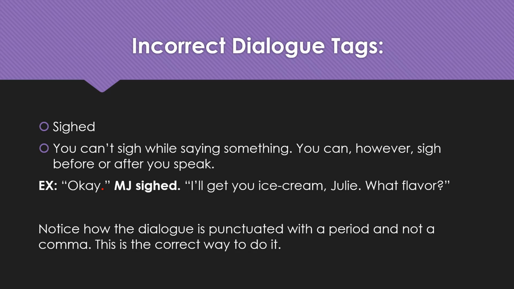"Okay," MJ sighed. "I'll get you ice cream, Julie. What flavor?" Notice how the dialogue is punctuated with a period and not a comma. This is the correct way to do it.